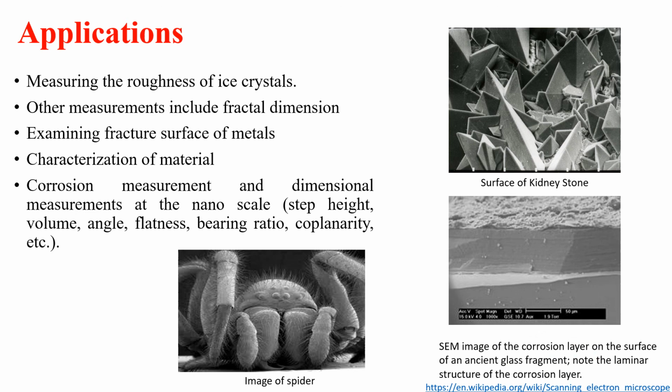These are a few applications mentioned. We can measure the roughness of ice crystals, measure the fractal dimension, examine the fracture surface of metals, and do characterization of materials. A few images are shown, like an image of a spider and the surface of a kidney stone. These are a few of the applications. We can also do cohesion measurement and dimensional measurement at the nanoscale, like volume, angle, flatness, bearing ratio, etc., which we can obtain from this SEM instrument.